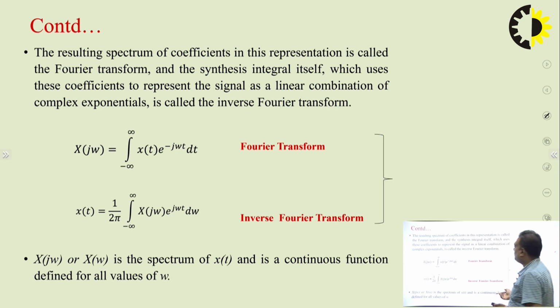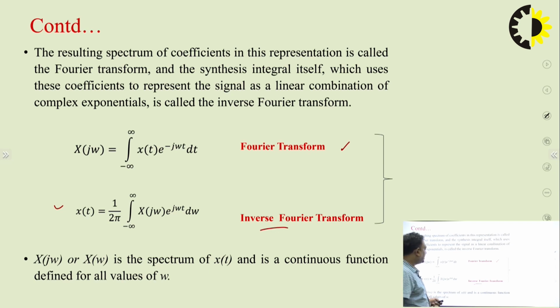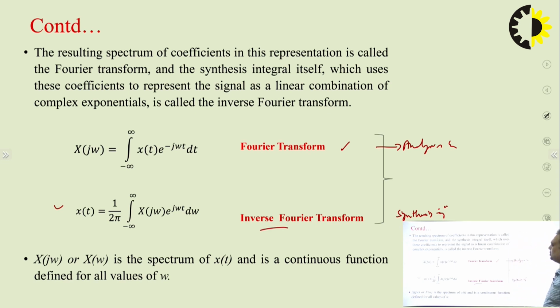So the expression for Fourier transform is X(j omega) equals the integral from minus infinity to infinity of x(t) e to the power minus j omega t dt. And if you want to obtain the inverse Fourier transform, the expression is x(t) equals 1 upon 2 pi times the integral from minus infinity to infinity of X(j omega) e to the power j omega t d omega. Okay, so the resulting spectrum of coefficients in this representation is called the Fourier transform, and this is basically the analysis equation, and this is nothing but the synthesis equation.